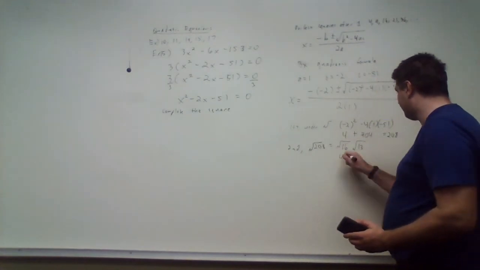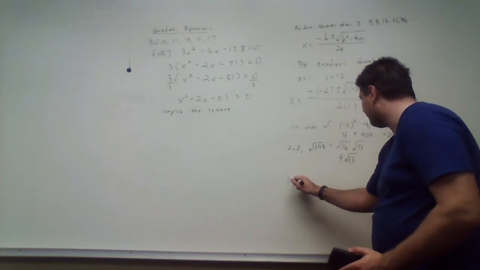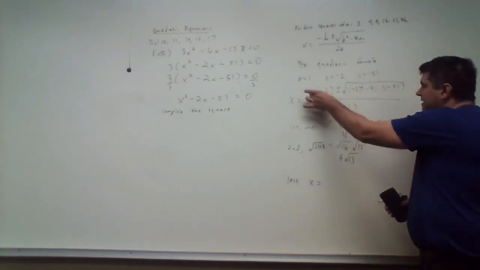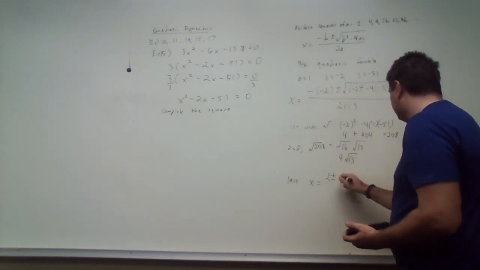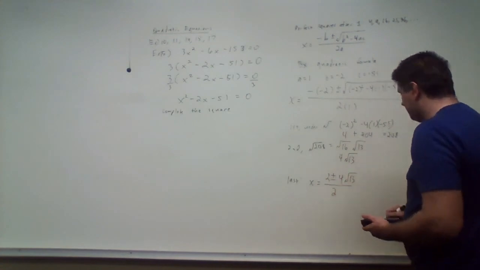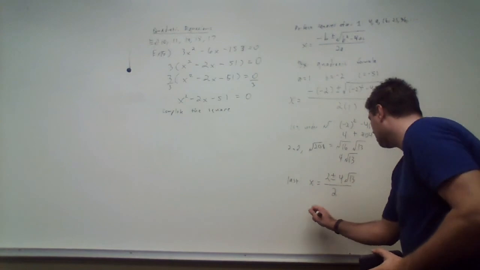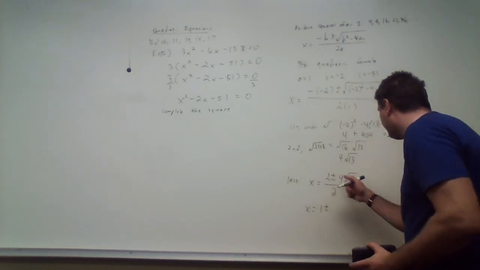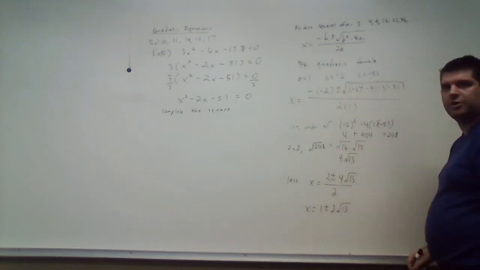Square root of 16 is 4. So the last thing I have is x equals positive 2 plus or minus 4 square root of 13 over 2. 2 divides both of these. 2 divided by 2 is 1. 4 divided by 2 is 2. We're going to keep the square root of 13.